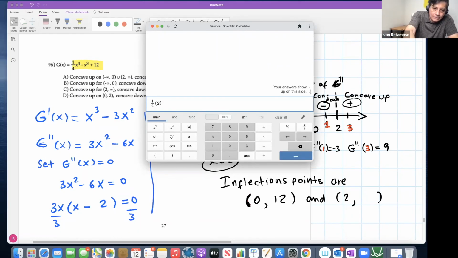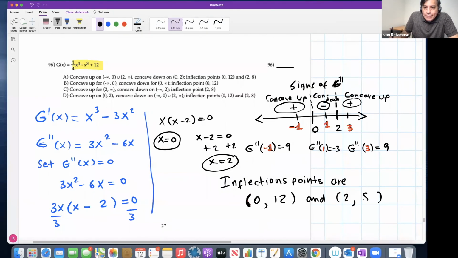So 4 minus 2 cubed. Be careful with the exponents. I get 8. 8 is the partner of 2 via this function. These are the 2 inflection points, where the curvature changes, either from concave up to concave down or vice versa.